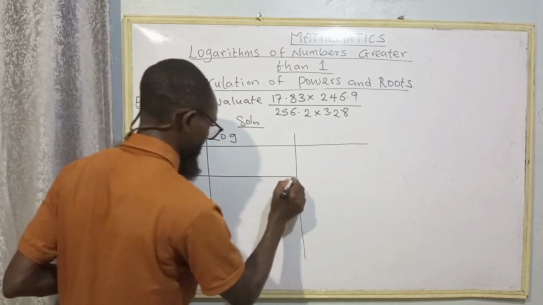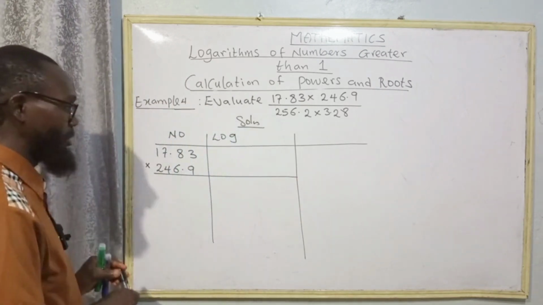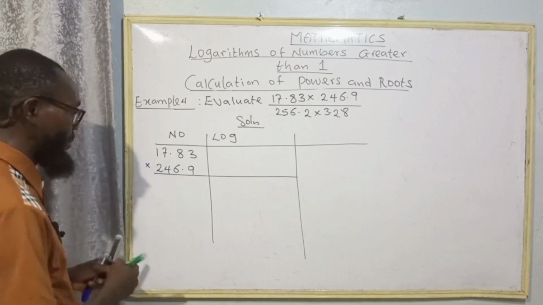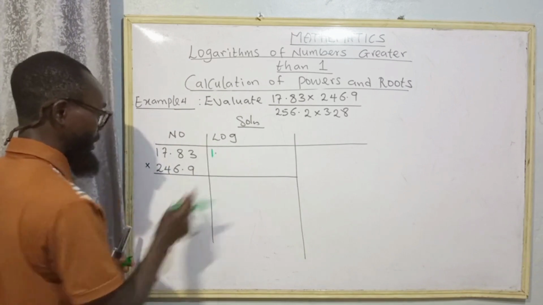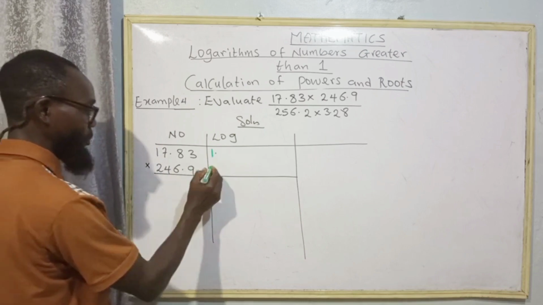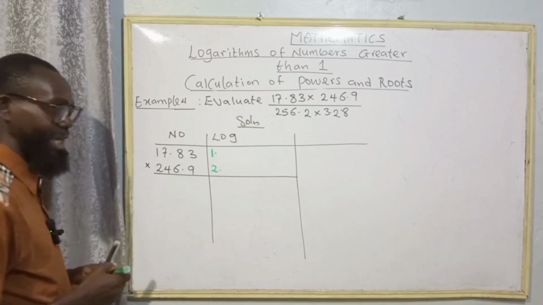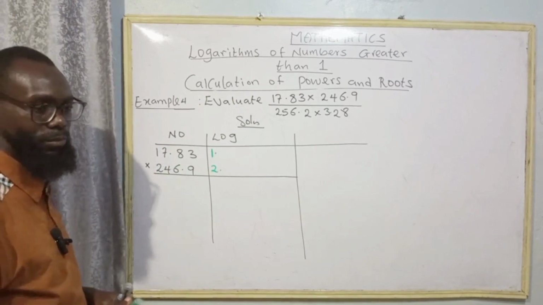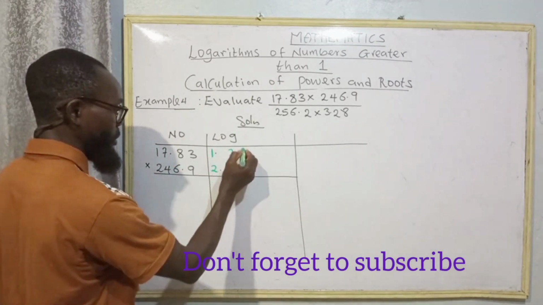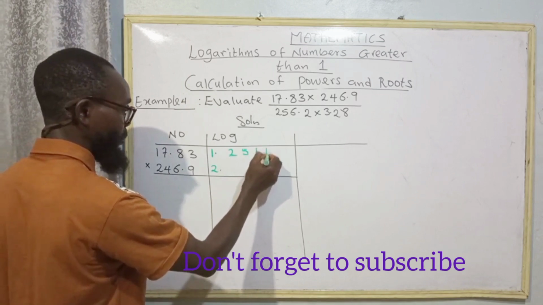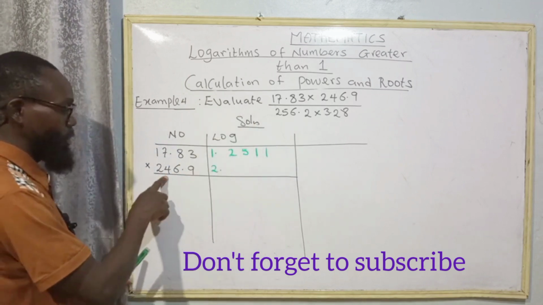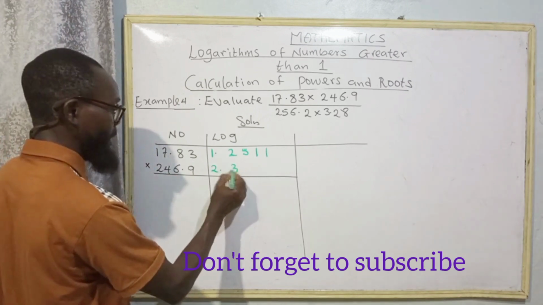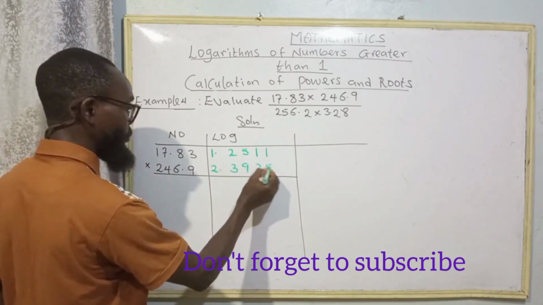So what is the integer of the first one? We are going to have 1 point. The integer of the second one, we have 2 points. Then you check your logarithm. 17 under 8, difference 3. So we have 2, 5, 1, 1. Next one, 24 under 6, difference 9. We have 3, 9, 2, 5.